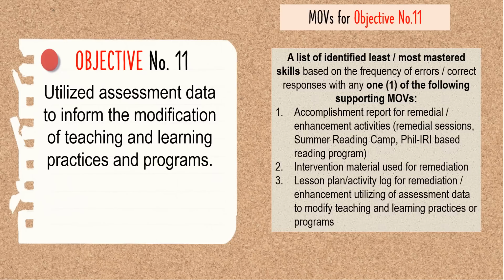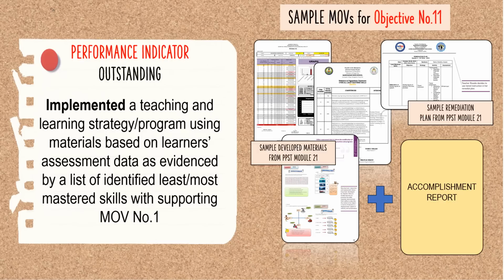practices or programs. To get outstanding for this performance indicator ng quality sa Objective 11, kailangan nakapag-implement si teacher ng teaching and learning strategy or program using materials based on learners' assessment data as evidenced by a list of identified least or most mastered skills with supporting MOV number 1. Ano ba yung MOV number 1 kanina? Ang MOV number 1 kanina ay ang accomplishment report for remedial.